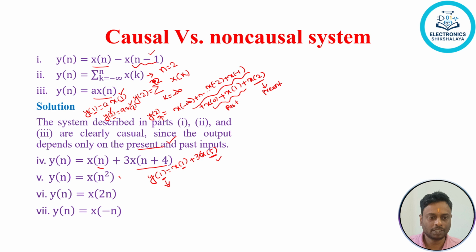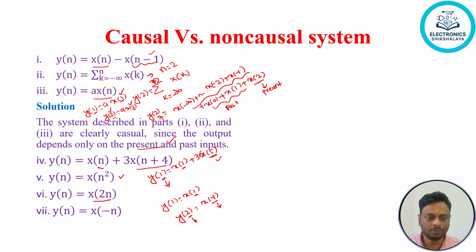Similarly, you can see x of n square. If we check y of 1, that is x of 1, so it depends upon the present value. But if we take y of 2, it will be x of 4. You can see the present value is 2, but it depends upon the future value of the input samples. That is why the system is non-causal.